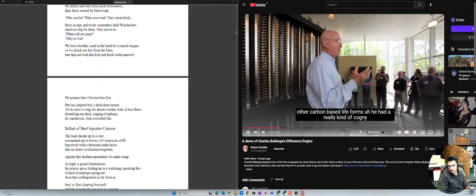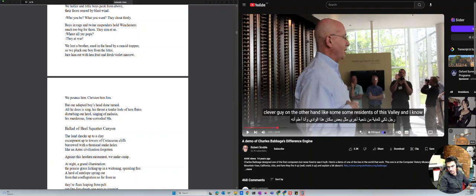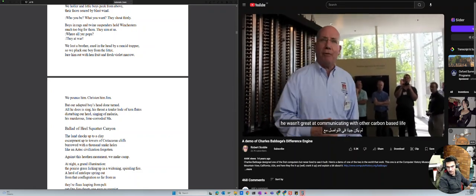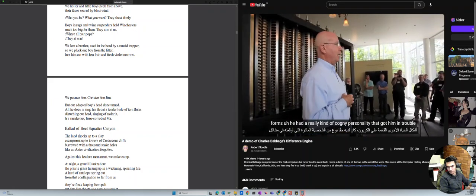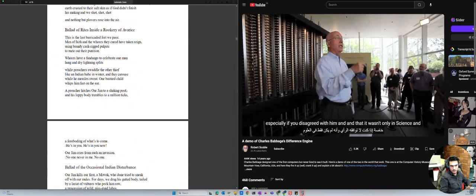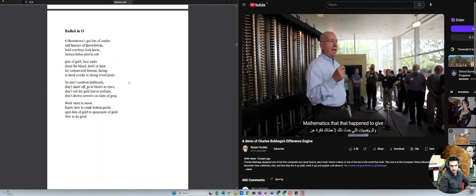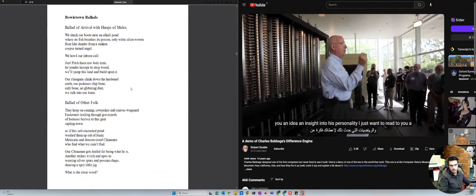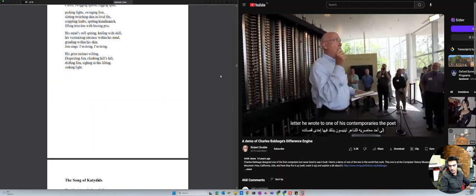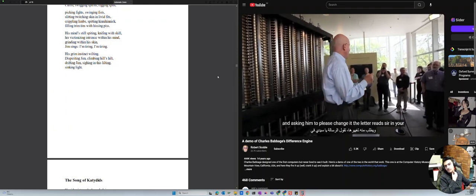He had a really kind of curmudgeon-y personality that got him in trouble, especially if you disagreed with him. And I think it wasn't only in science and mathematics that that happened. To give you an insight into his personality, I just want to read to you a letter he wrote to one of his contemporaries, the poet Tennyson, criticizing one of his poems and asking him to please change it.